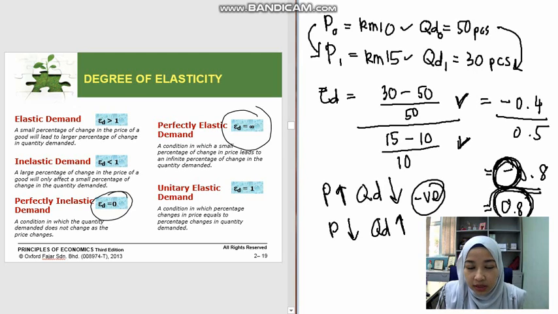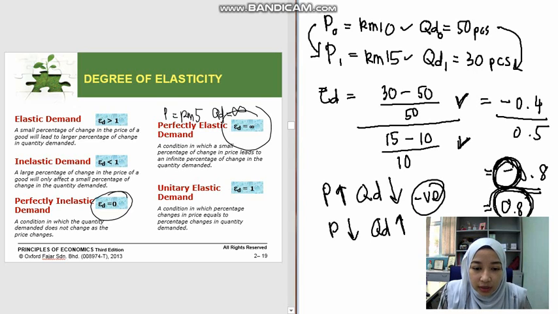But perfectly elastic is a situation in which, even if the price does not change, the quantity demanded can vary, can be to an infinity amount. So even if the price is stuck at, for example, 5 ringgit, the demand for that product can change across a very wide range of quantity, to an infinity amount of demand. So it is very hard to explain perfectly elastic demand or to get examples of it in reality.